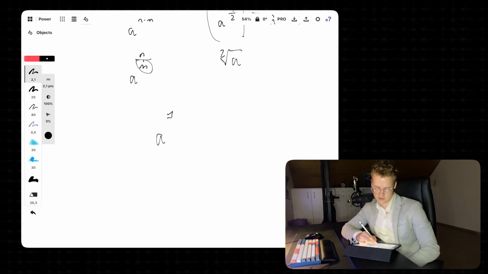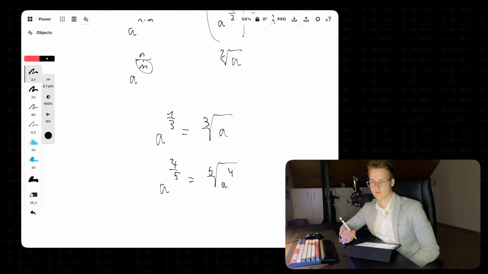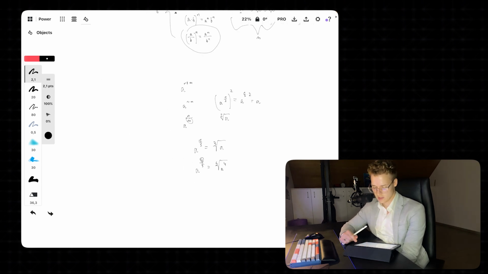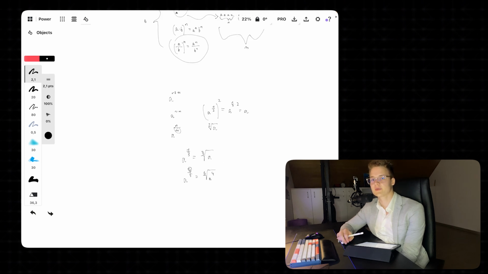So if you have a to the power of 1/3, you're gonna get the third root of a, or the cubic root of a. If you have a to the power of 4/5, you're gonna get the fifth root of a to the power of 4. So this one remains. The denominator becomes the power of the root. And this gives us a very simple tool to calculate with roots, because you can just translate all of the rules that we determined here to fractions or to roots.